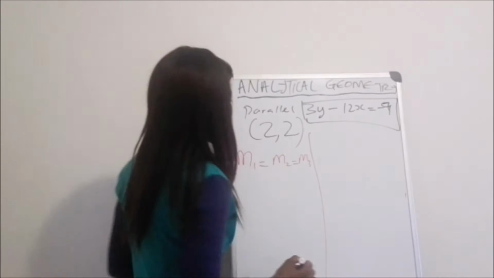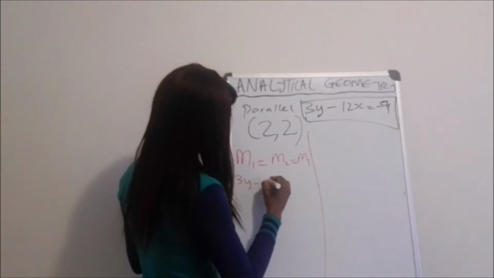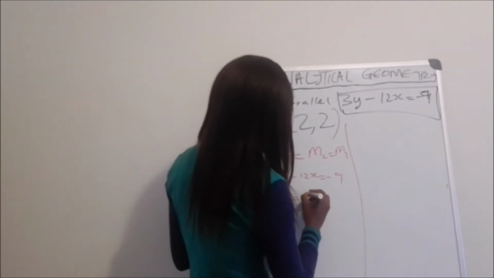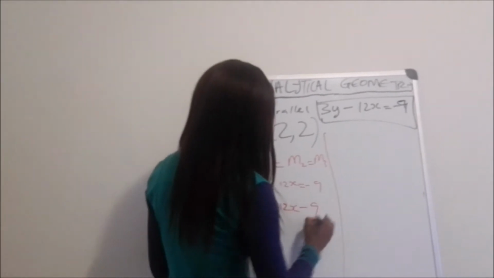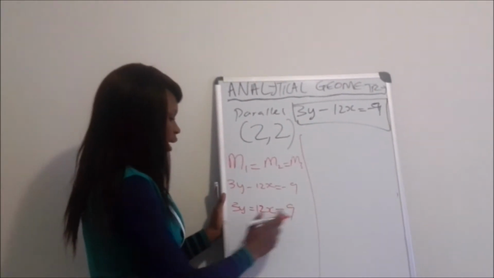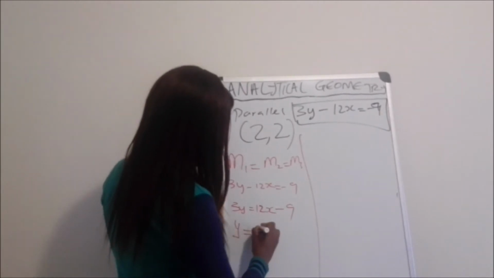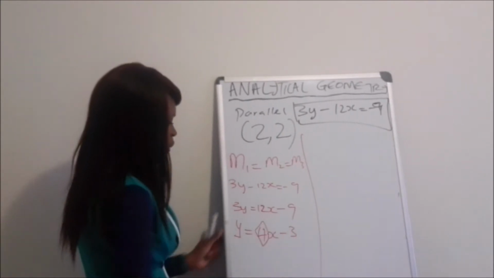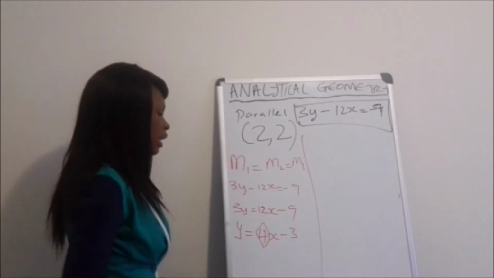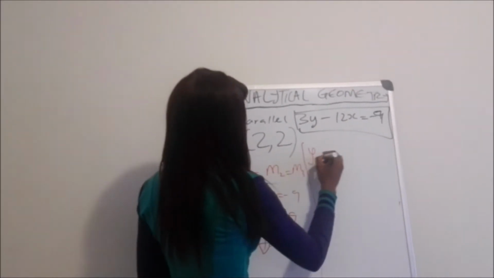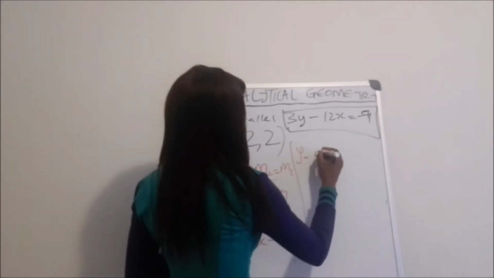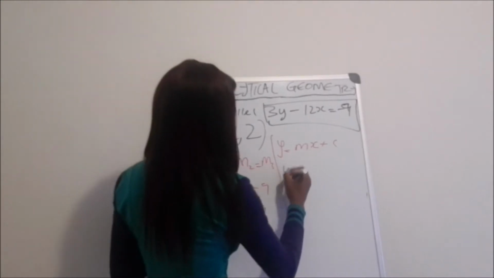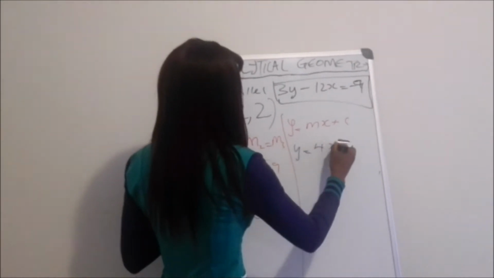To find the gradient, we use 3y - 12x = -9. Then we have 3y = 12x - 9, and dividing by 3 throughout, y = 4x - 3. Now we have our gradient, which is 4. This will also be the gradient of our new line, so y = mx + c becomes y = 4x + c.